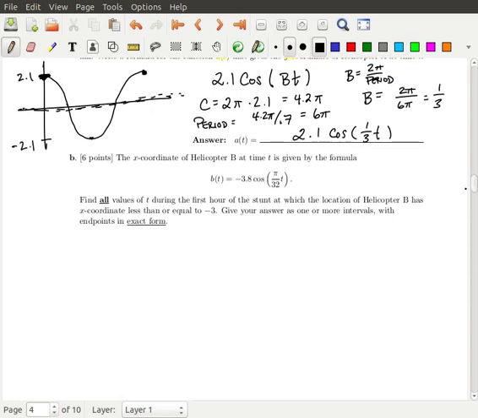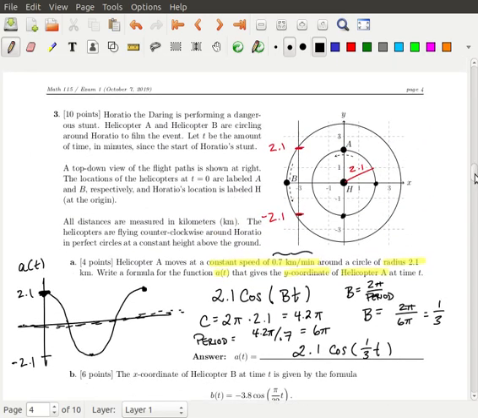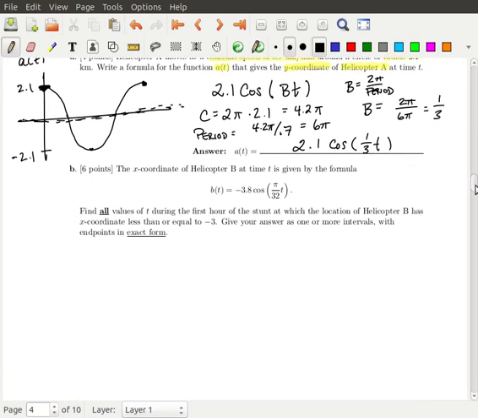Moving on to part B, the x-coordinate. So now we're thinking about the x-coordinate of helicopter B at time t is given by the formula, that one right there. Find all the values of t during the first hour of the stunt at which the location of helicopter B has an x-coordinate less than or equal to -3. Give your answer as one or more intervals with endpoints in exact form. Notice this is a 6-point question, so expect that this is going to take a few minutes. It's not a gimme by any stretch.